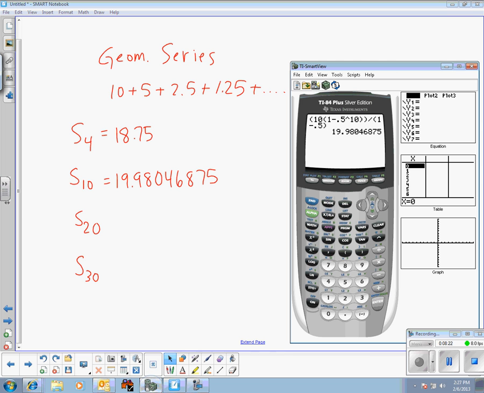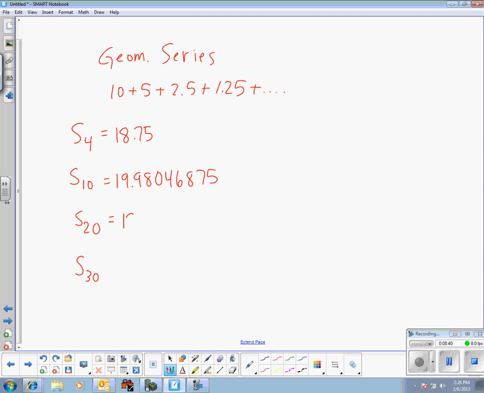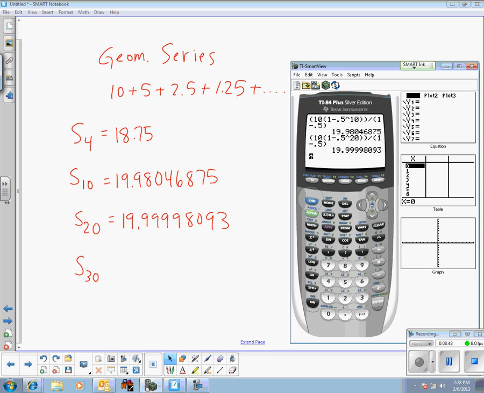So let's add up 20 terms. If you hit second enter, you get the same entry back. So if I'm going to add up 20 terms, the only difference is change that power from 10 to 20. And I get 19.9998093. 1, 2, 3, 4 nines, 80, 93. And you can probably see what's happening here. Let's add up 30 terms, just for good measure.